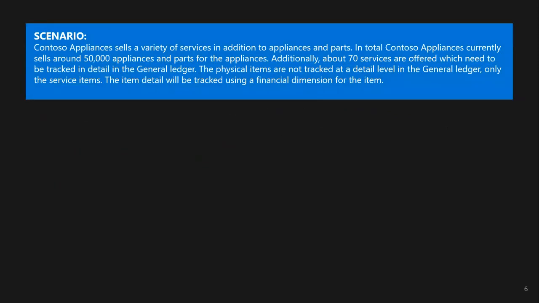Contoso Appliances sells a variety of services in addition to appliances and parts. In total, Contoso Appliances currently sells around 50,000 appliances and parts for the appliances. That's 50,000 items. Additionally, about 70 services are offered which need to be tracked in detail in the general ledger. The physical items are not tracked at a detail level in the general ledger, only the service items. The item detail will be tracked using a financial dimension for the item. So there's 50,000 items and we need a financial dimension to track 70.